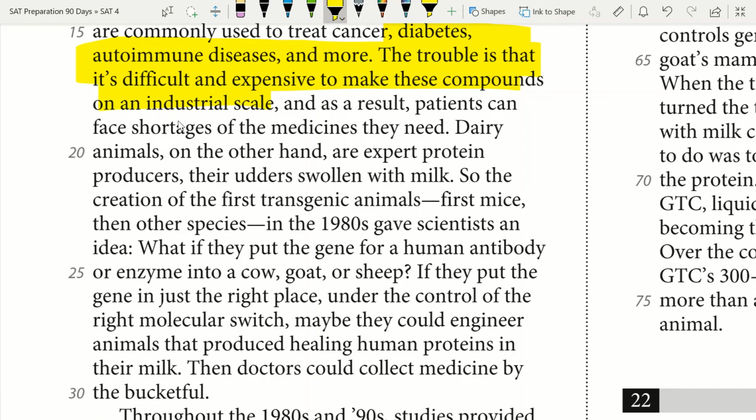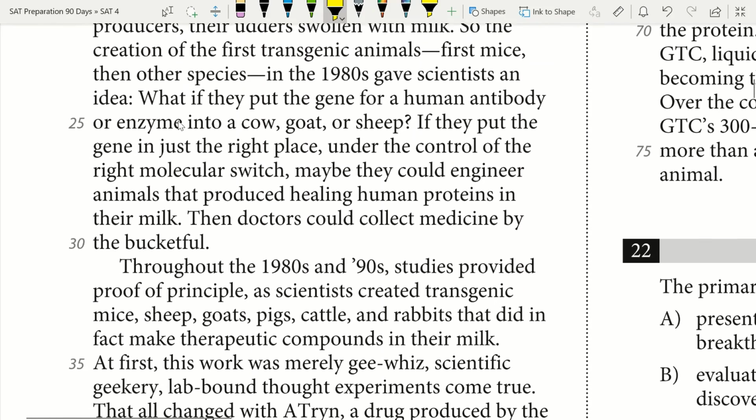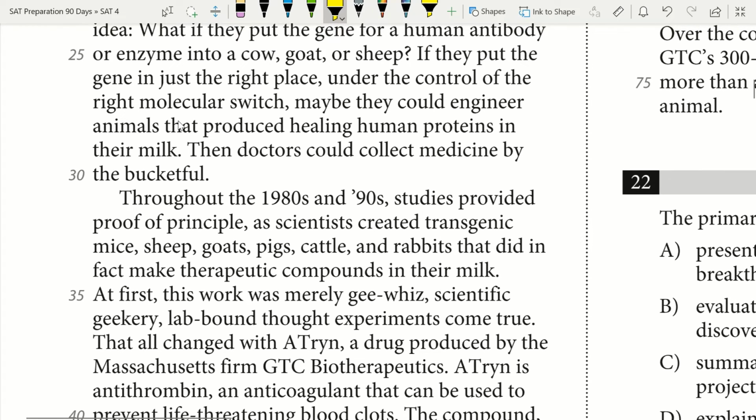Dairy animals, on the other hand, are expert protein producers, their udders swollen with milk, so the creation of the first transgenic animals, first mice, then other species, in the 1980s gave scientists an idea. What if they put the gene for a human antibody or enzyme into a cow, goat, or sheep? If they put the gene in just the right place, under the control of the right molecular switch, maybe they could engineer animals that produced healing human proteins in their milk. Then doctors could collect medicine by the bucketful.